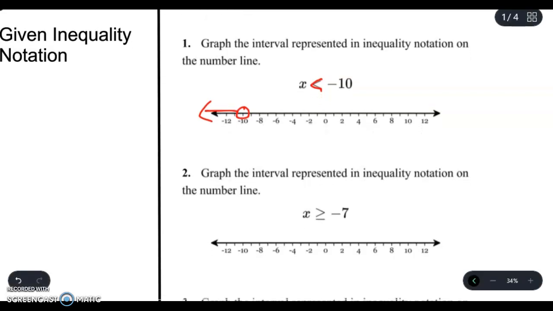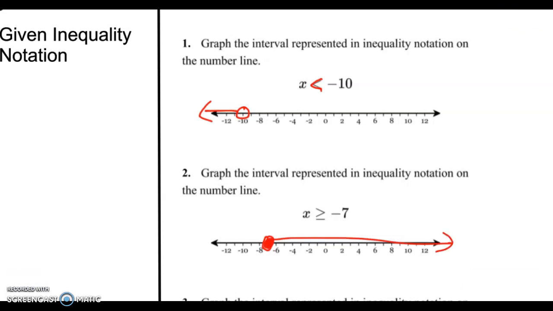Here I've got x is greater than or equal to negative 7. So I'm just going to go to negative 7. This time, because it's an equal to, I'm going to close in the circle and then go greater than that, to the right. So both of those are one-sided, where you just go to one side, but there's some other types of inequalities as well.